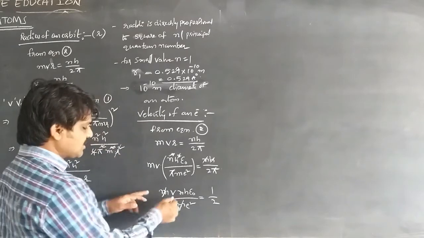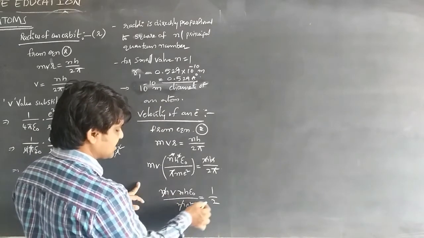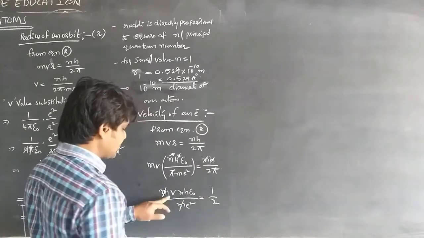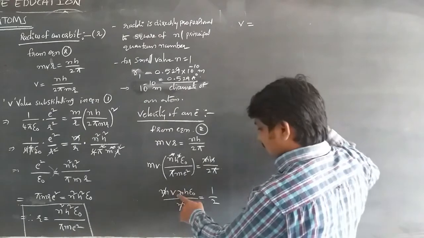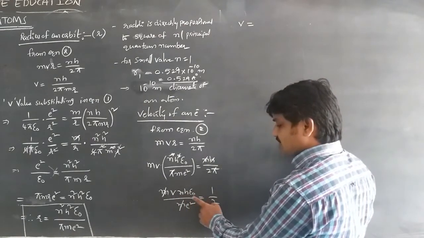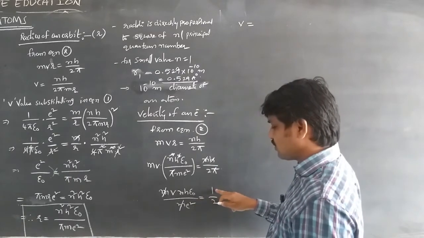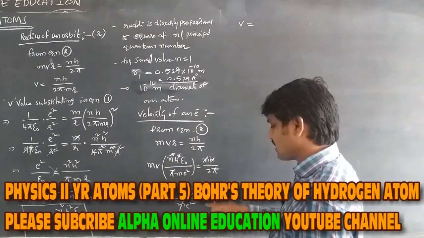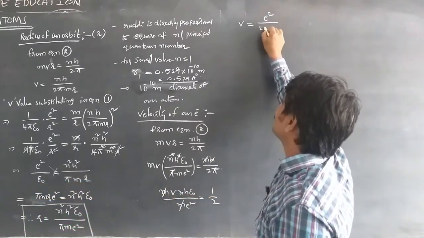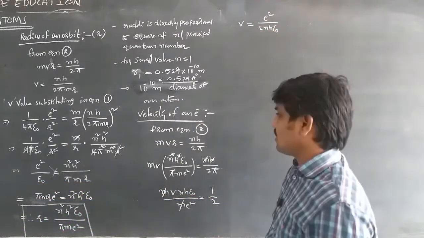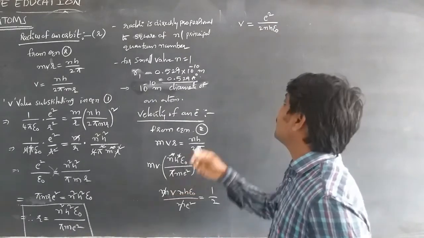But we want to know the velocity, or the speed, of an electron in orbit. So the remaining terms are taken to this side. Then v is equal to e square becoming the numerator and n h epsilon naught becoming the denominator. So we write v is equal to e square by 2 n h epsilon naught.